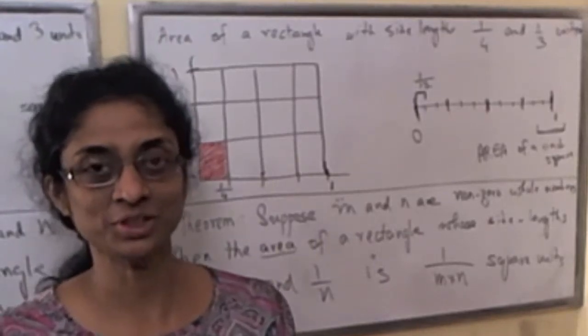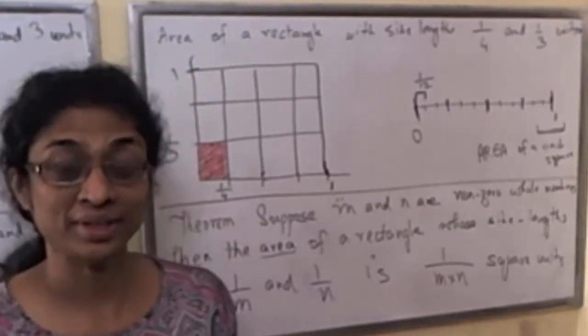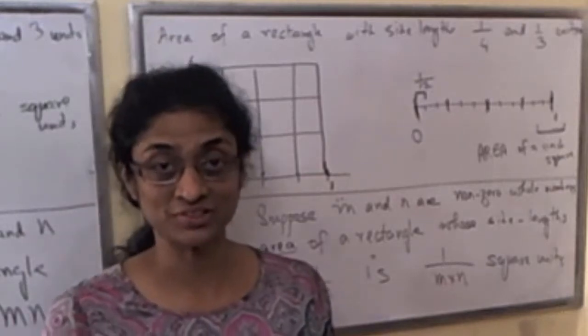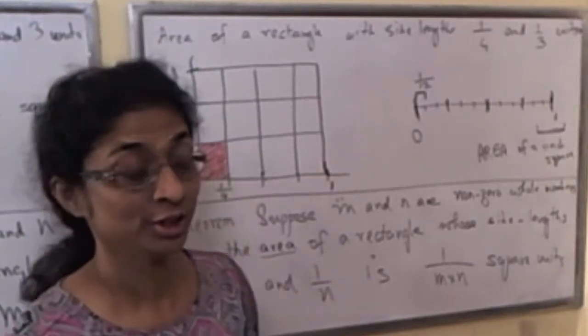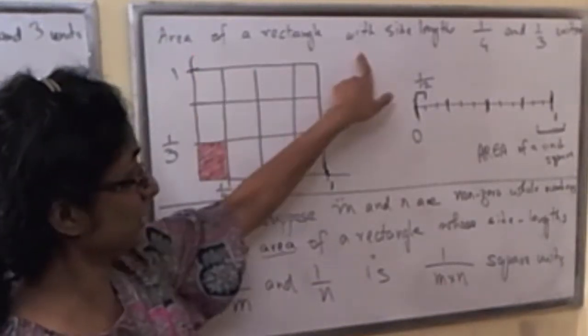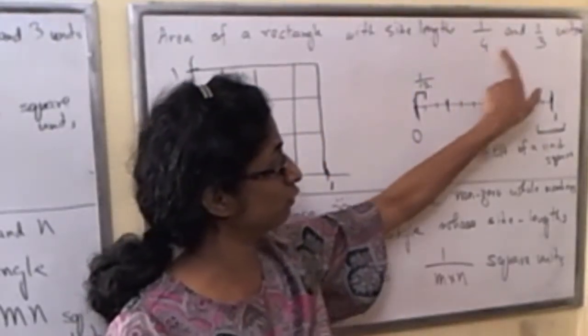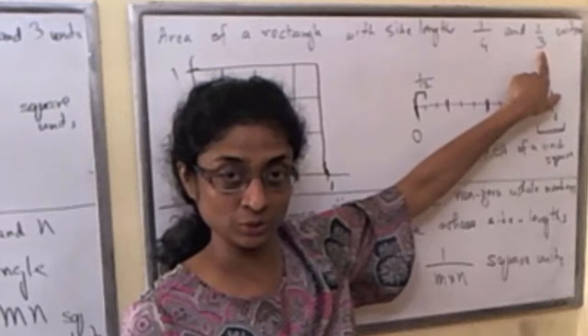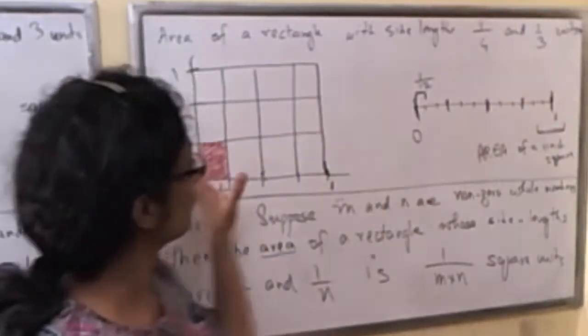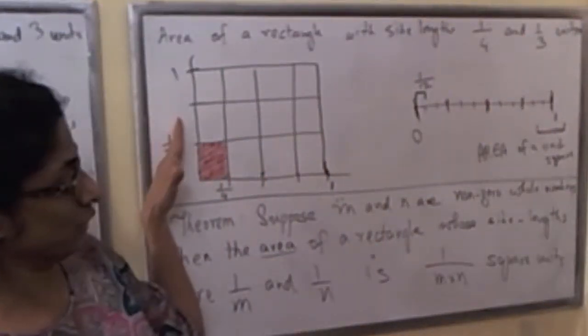Hi, in this video, we will use the area assumptions that we discussed and logic to compute the area of a rectangle whose side lengths are the unit fractions 1/4 and 1/3 units. So, let's proceed as follows.